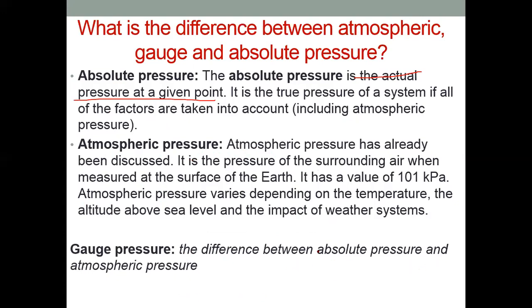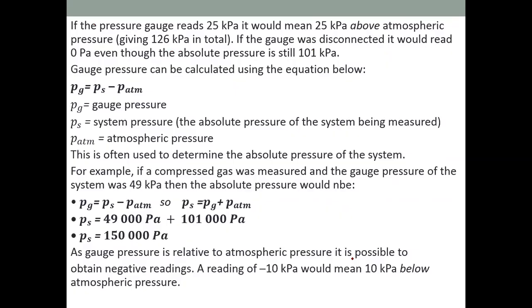So when you take the absolute pressure, let's say absolute pressure is 200,000 and atmospheric pressure is 101,000. When you take the difference of these two, you are going to get gauge pressure. Okay. Gauge pressure is the difference between absolute pressure and atmospheric pressure.